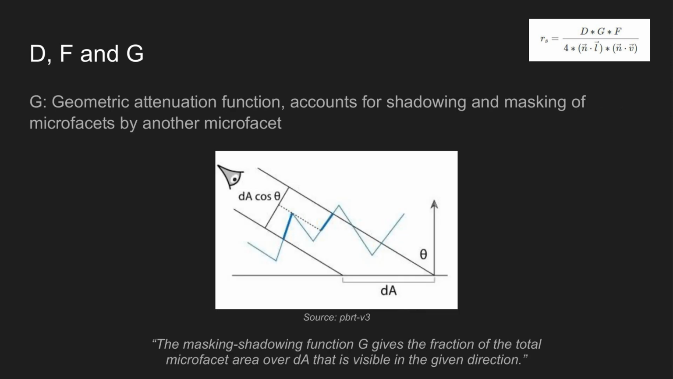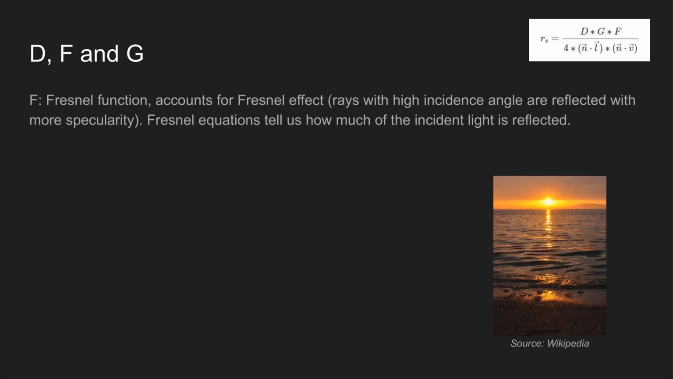Now we'll also briefly introduce the functions F and G. G is the geometric attenuation function. It accounts for the shadowing and masking of microfacets by another microfacet. So G gives us the fraction of total microfacet area over differential area that is visible in the given direction. Lastly, the Fresnel function. It accounts for the Fresnel effect, which says that rays with high incidence angle are reflected with more specularity. Fresnel equations tell us how much of the incident light is reflected.